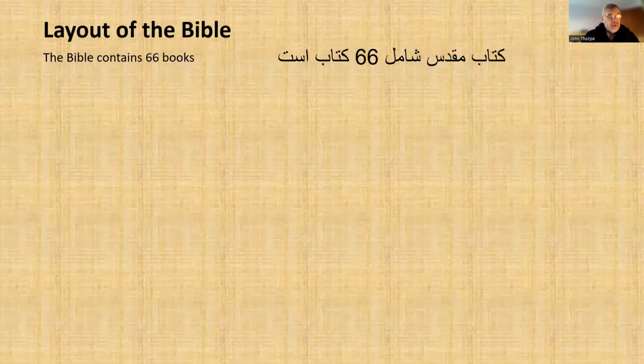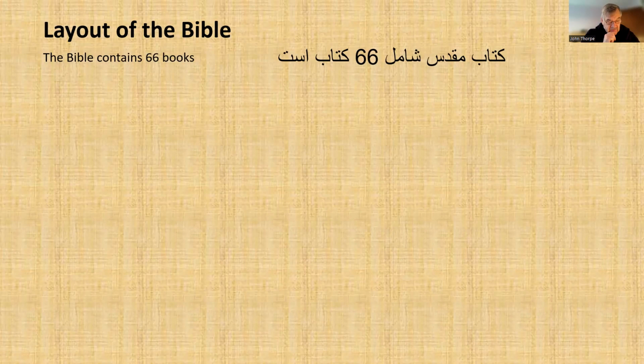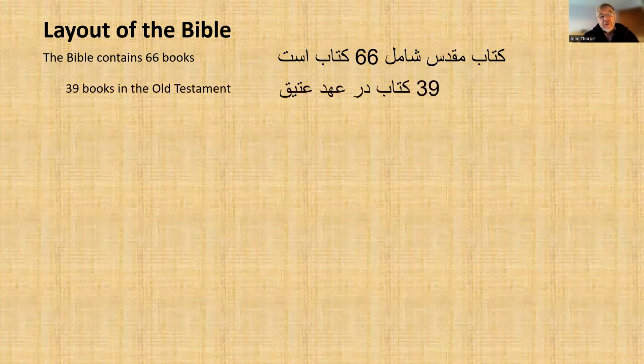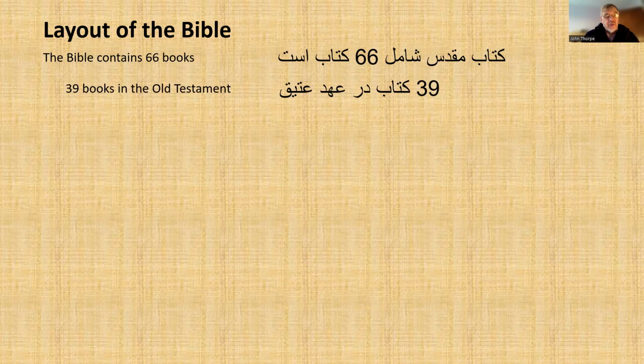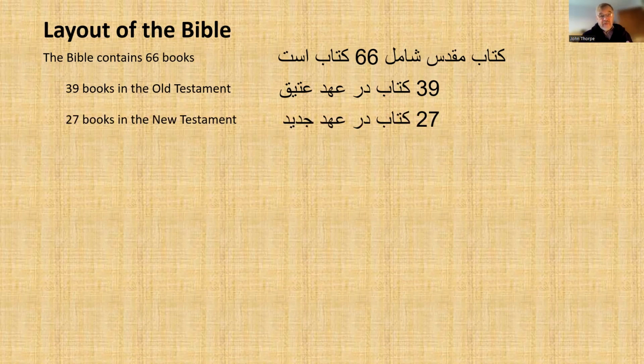So it has 66 books in it. And 39 of those books make up the Old Testament. 27 books make up the New Testament. And each of those books was written to be a book on its own.